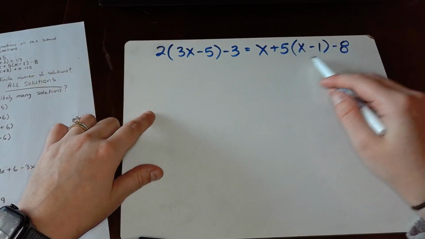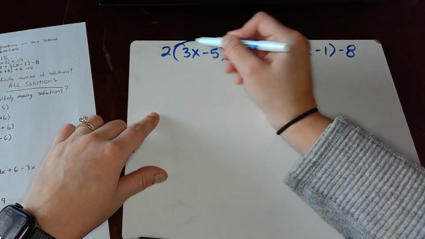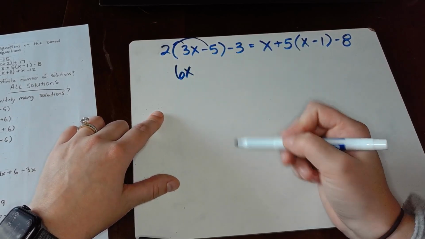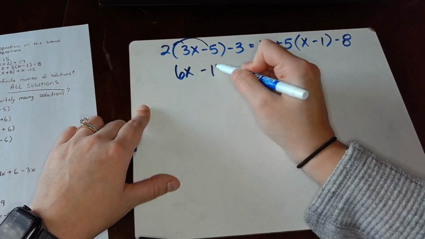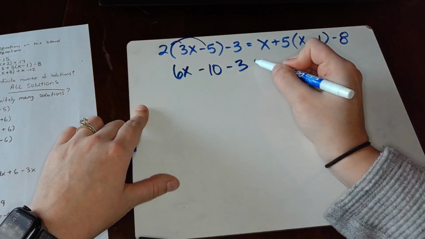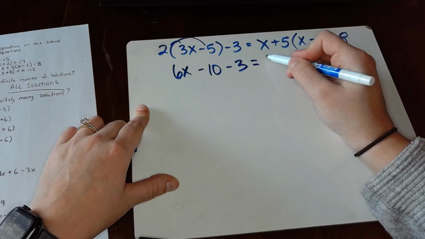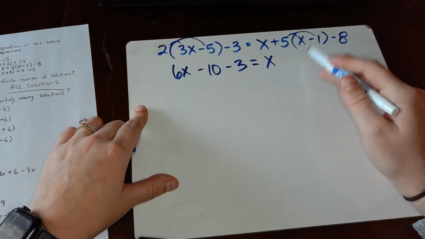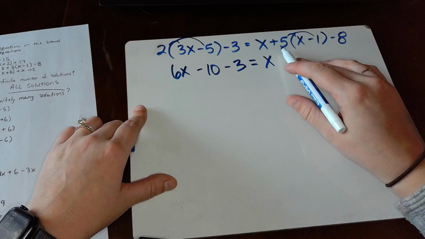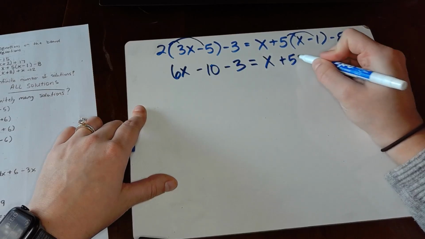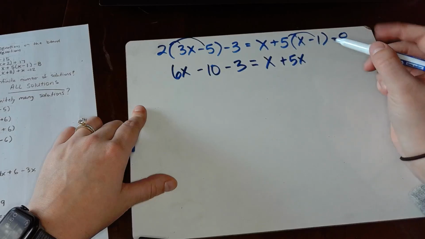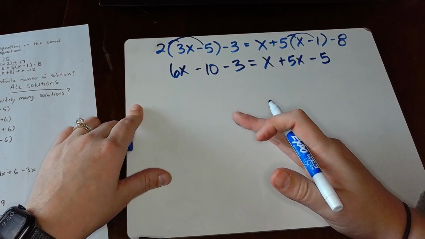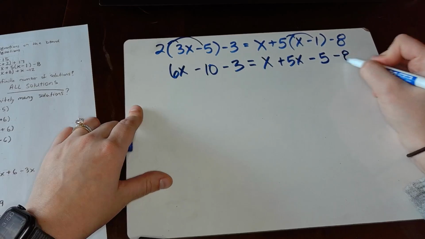You cannot combine anything inside these parentheses, so you need to distribute. 2 times 3x will get you 6x. 2 times a negative 5 will get you a negative 10. Bring down this negative 3 because we haven't used it. Equals, well, let's bring down this x because this positive 5 is what's going to be multiplied to everything inside the parentheses. Positive 5 times x is going to get you a positive 5x. Positive 5 times negative 1 is going to get you a negative 5, because remember, we have to follow our integer rules. And now we're going to bring down this negative 8.